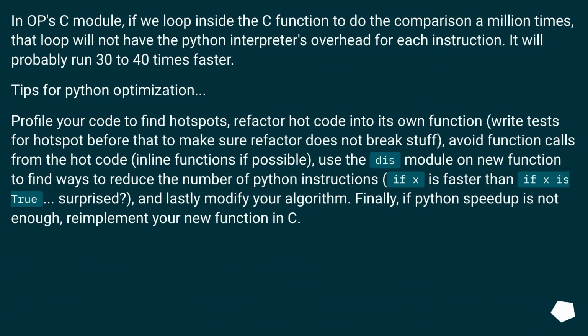Tips for Python optimization. Profile your code to find hotspots, refactor hot code into its own function, write a test for the hotspot before that to make sure the refactor does not break stuff, avoid function calls from the hot code, inline functions if possible, use the dis module on the new function to find ways to reduce the number of Python instructions. If x is faster than if x is True, surprised? And lastly, modify your algorithm. Finally, if the Python speedup is not enough, re-implement your new function in C.